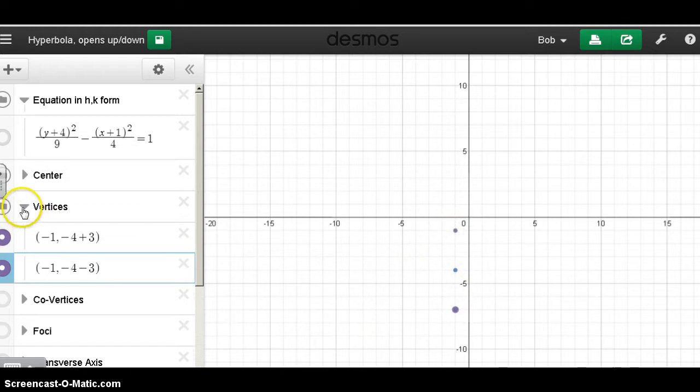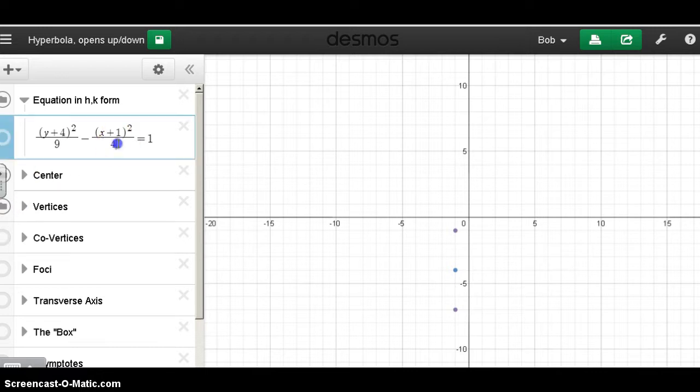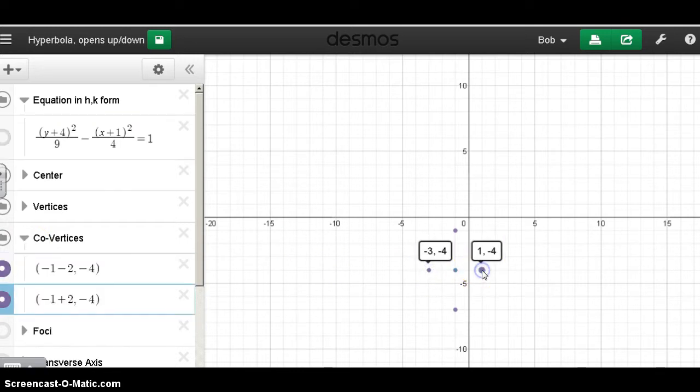The covertices are going to be found the same way as we found them before. I have a b value of 4, square root of 4 is 2. Therefore, if I plot my covertices, they'll be 2 away, and you can see where those need to be. So things are starting to take shape here a little bit.